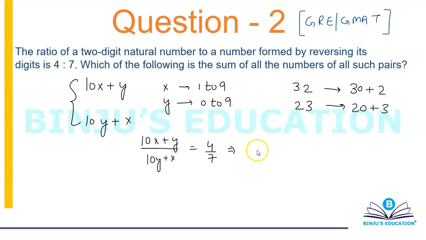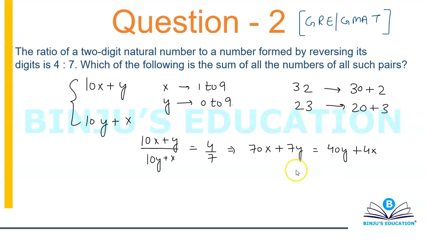This will give you 70x plus 7y is equal to 40x plus 4y. Okay, I made that mistake. It's going to be 40y plus 4x. So 70x plus 7y is equal to 40y plus 4x.